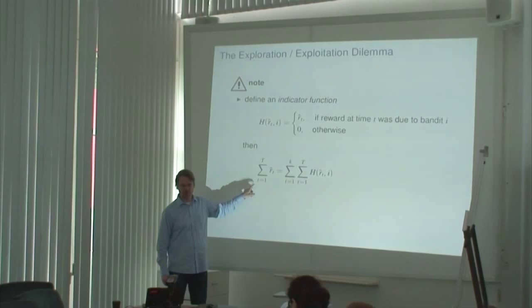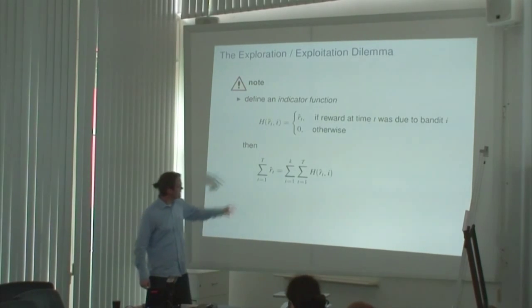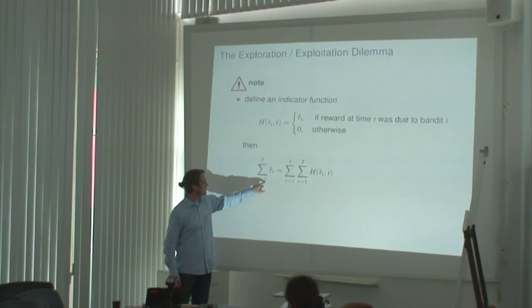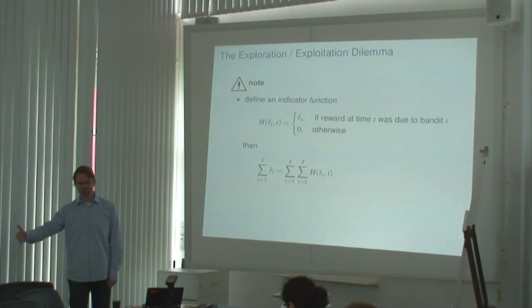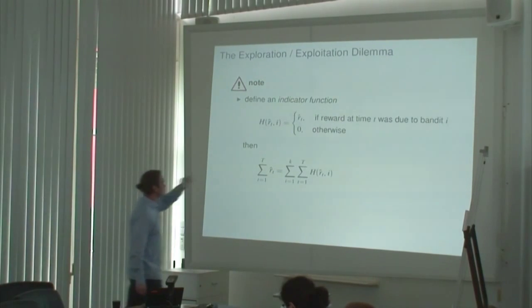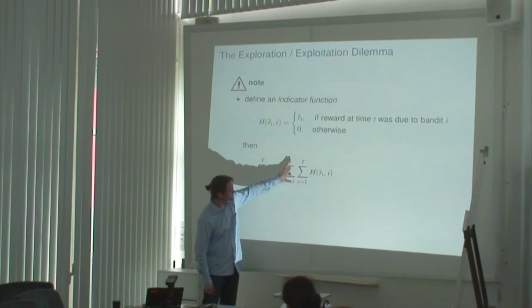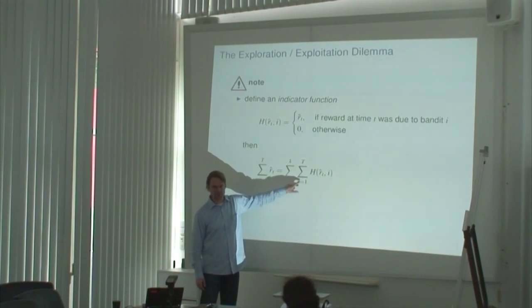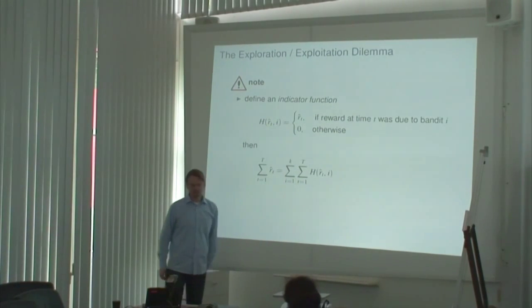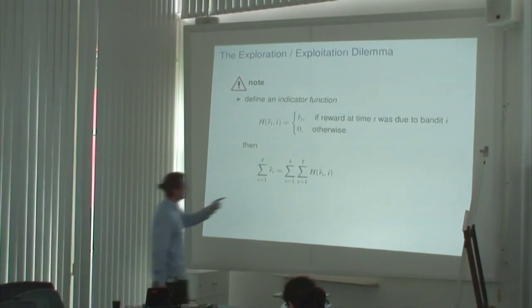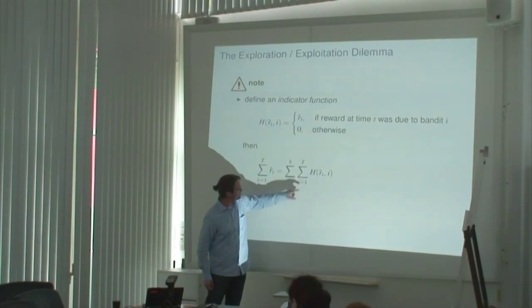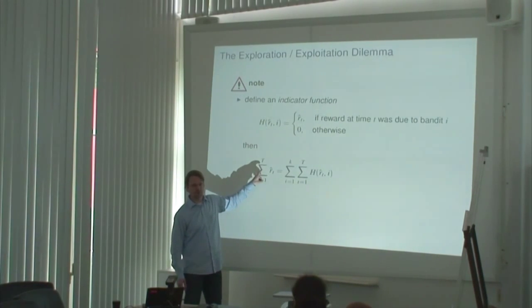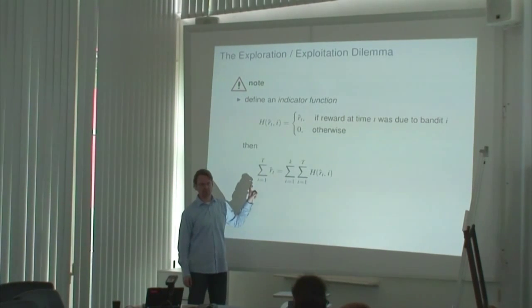This is crucial. It will haunt us. It will come back many a time in the next couple of lectures. Once again, here we have a sum ranging from lowercase t equals 1 up to uppercase T over the rewards we obtained at time lowercase t, and we have played uppercase T rounds. Now I have introduced an indicator function, and let's ignore this here. It's basically the same sum, lowercase t ranging from 1 up to uppercase T, over these indicator values. However, this indicator value will set everything to zero that has not been produced by bandit i. So this sum here, even though it has the same range, will be less than this. But if we sum over all the bandits, then this is the same again.